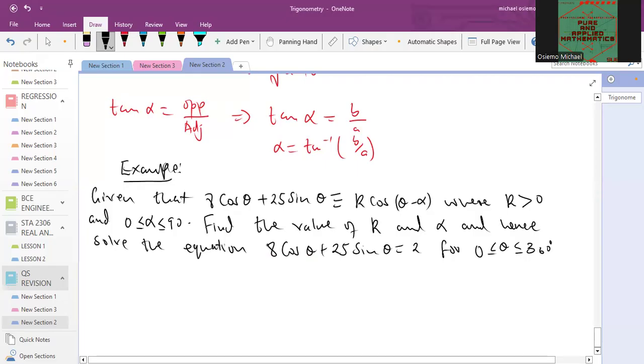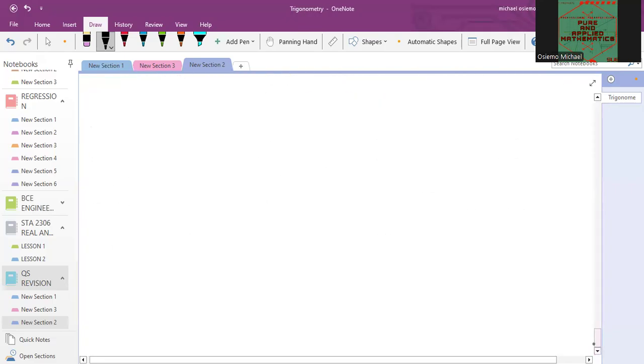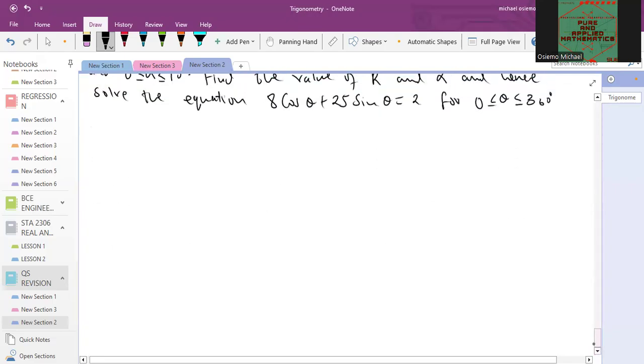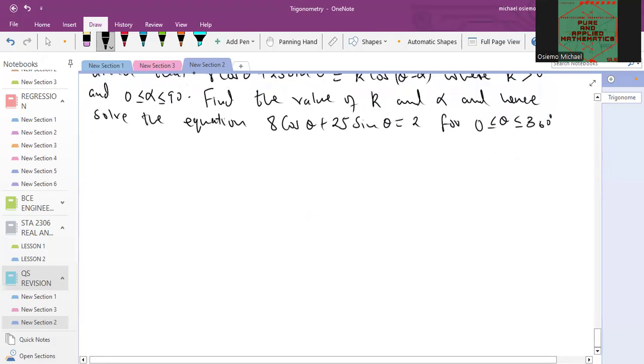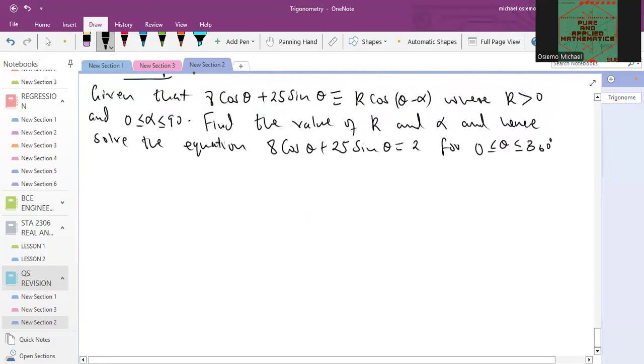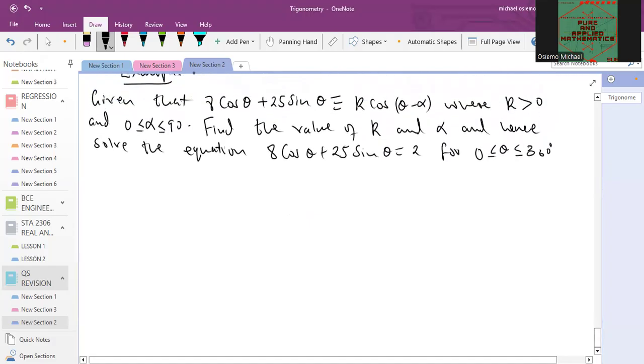So how do you go about this question? First, look at the first statement here. You've been told that, given that 8 cos theta plus 25 sin theta is equivalent to R cos theta minus alpha, they want us now to find, first of all, the value of R and the value of alpha. So let us have the solution down here.